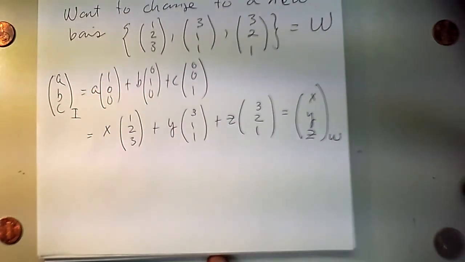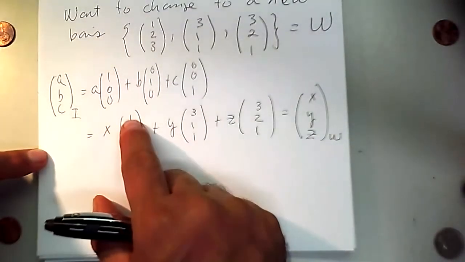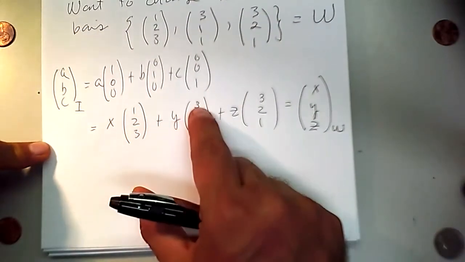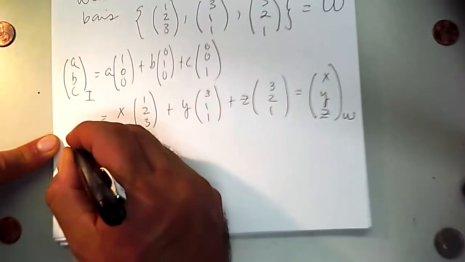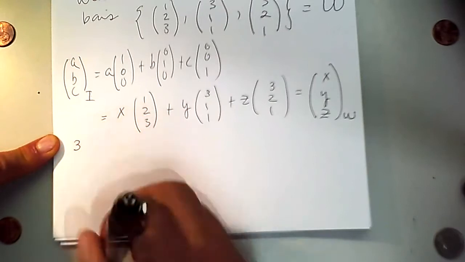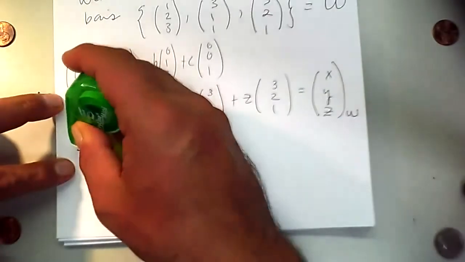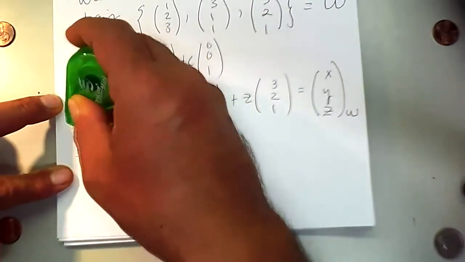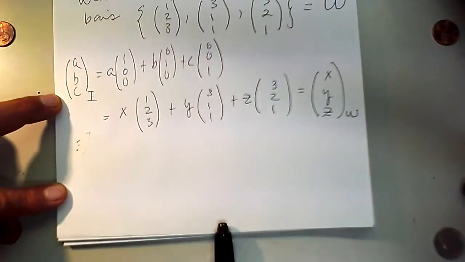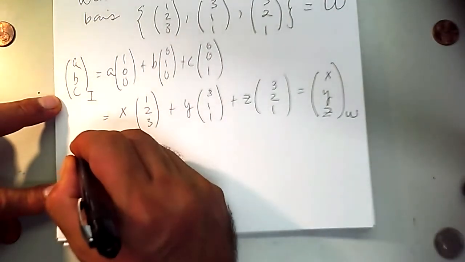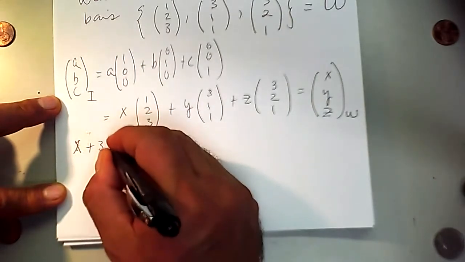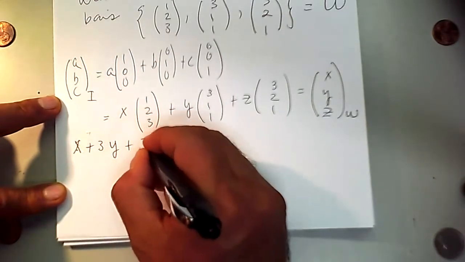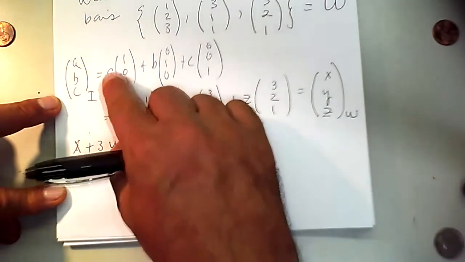Okay. Yeah. So 1x plus 3y's plus 3z's, 1x, so just 1x plus 3y's plus 3z's equals just A.